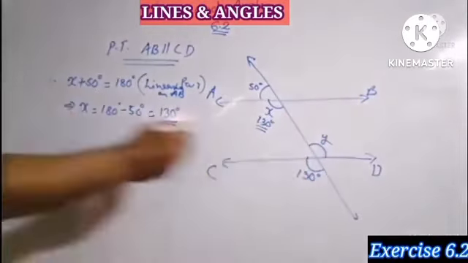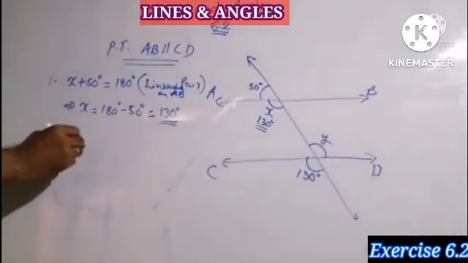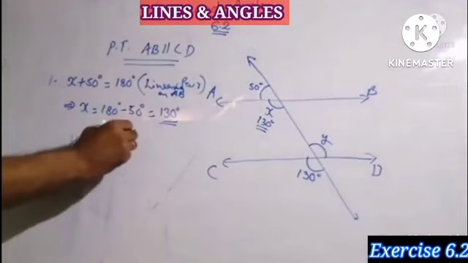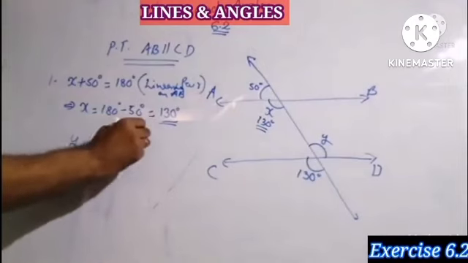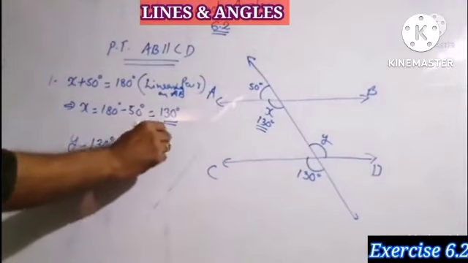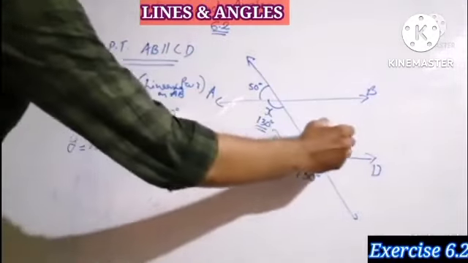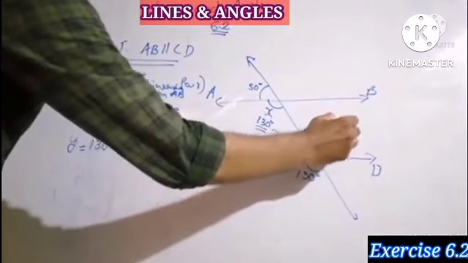Here y and 130. So y equals 130 because they are vertically opposite angles. Vertically opposite angles are equal. Write all these answers. Okay, so we got the value of y as 130 degrees.